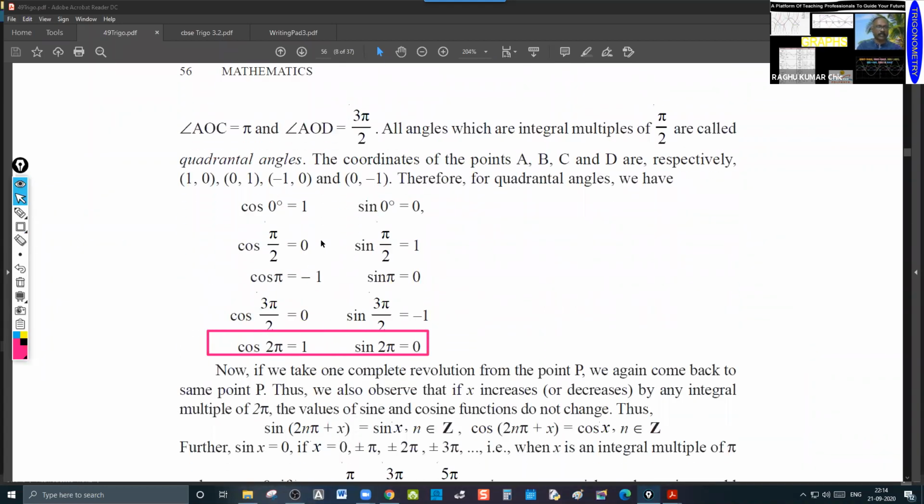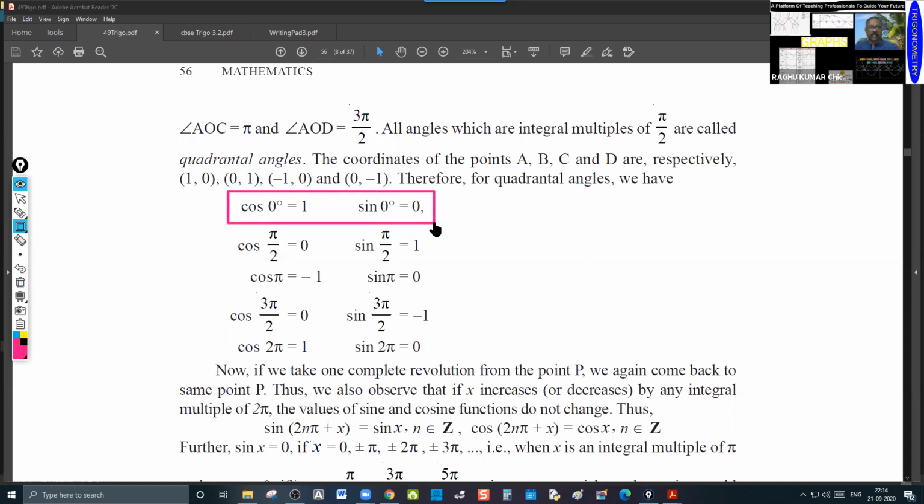This is what I explained to you now. Just see that, and remember, you need not learn this by heart. It is very simple. First quadrant angles: the positive x-axis, cos 0 is 1, sine 0 is 0. This is an acute angle. Then a right angle: cos pi by 2 is 0 and sine pi by 2 is 1. Next, coming to the negative x-axis, cos pi is minus 1, the horizontal component, and sine pi, the vertical component, is 0.